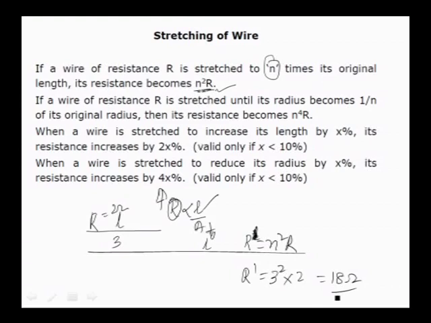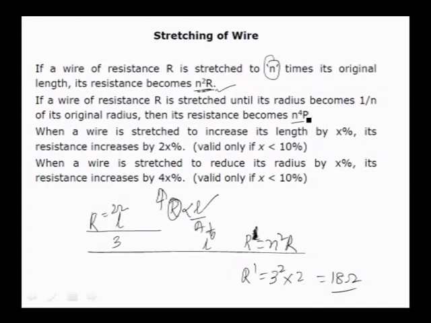The second one is in terms of radius. If the wire of the resistance R is stretched till its radius becomes 1 by n of its original radius, then its new resistance becomes n to the power of 4 into R. N power 4 into R when it is stretched in terms of radius.